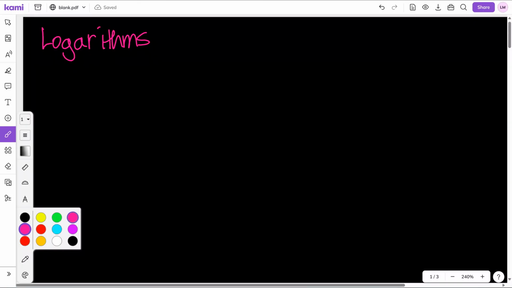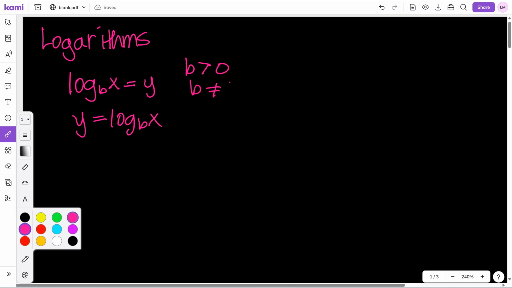When we write a logarithm, a lot of times we'll just write logs or abbreviate that way. A logarithm of base b looks like log base b of x equals y, and we can write it as y equals log base b of x. So it could be written either way. b is greater than 0, b can't be equal to 1, and x has to be greater than 0.